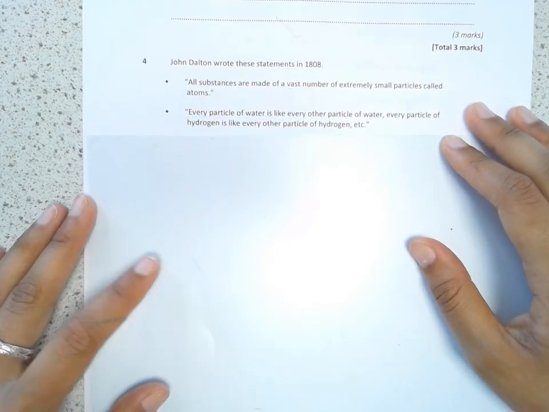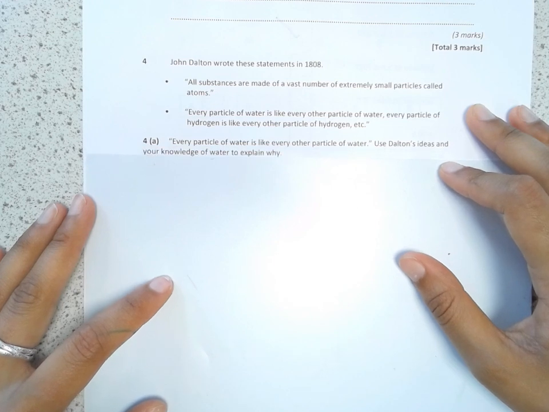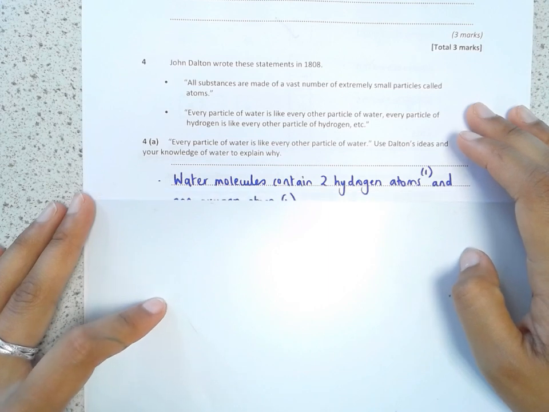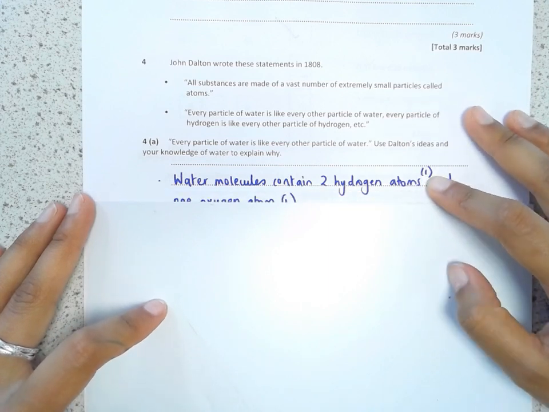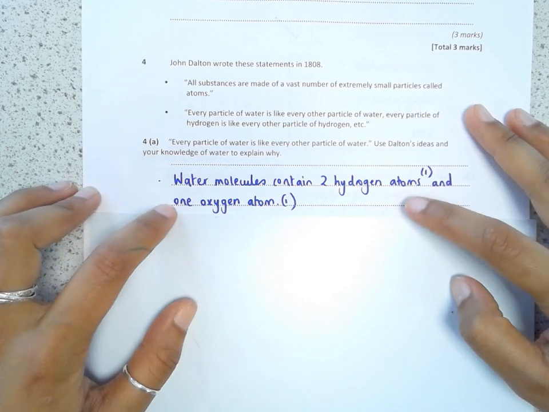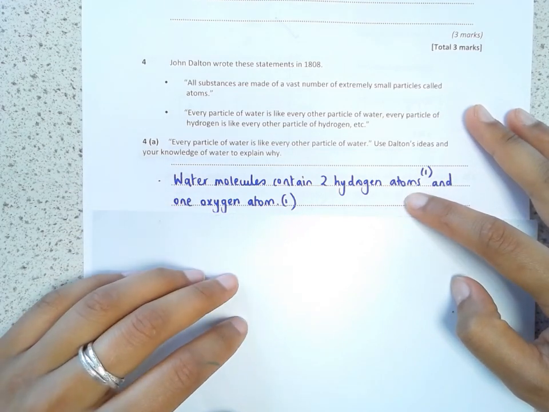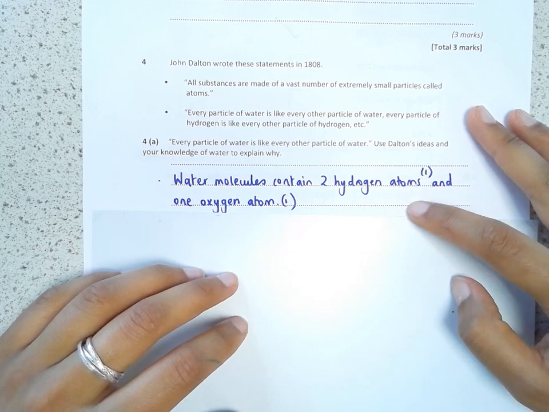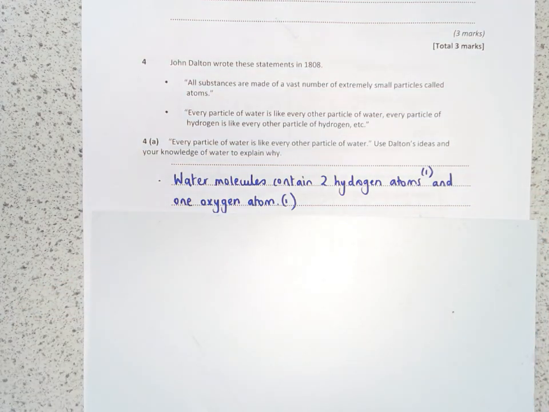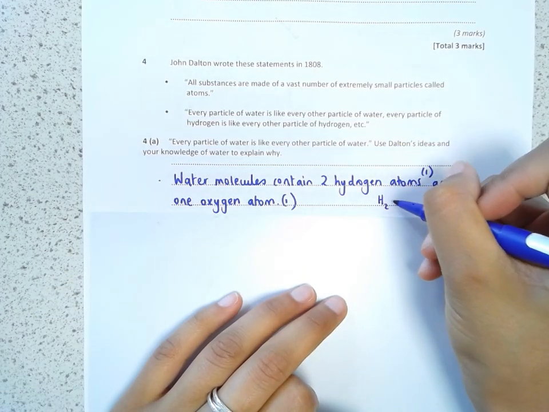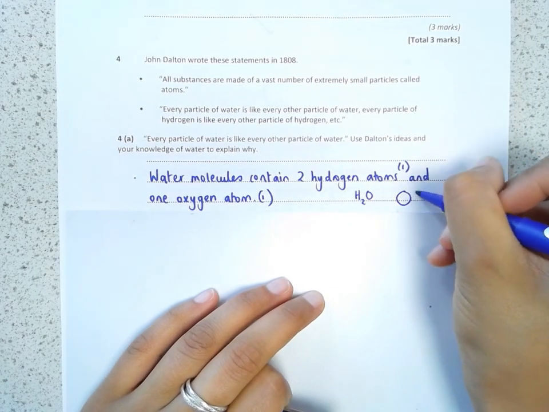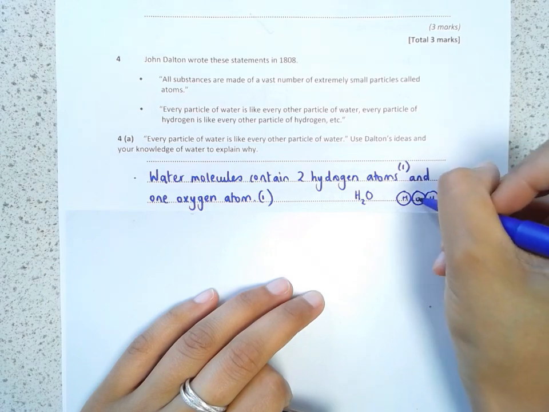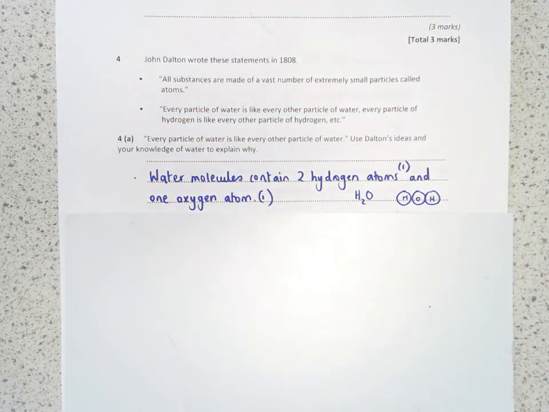Every particle of hydrogen is like every other particle of hydrogen, and so on. So we use Dalton's ideas and your knowledge of water to explain why. Water molecules contain two hydrogen atoms, that's your first mark, and one oxygen atom. So every single molecule of water will have two hydrogen atoms and one oxygen atom, because water has a chemical formula of H2O, which means that every molecule of water looks like this, with two hydrogen atoms and one oxygen atom.